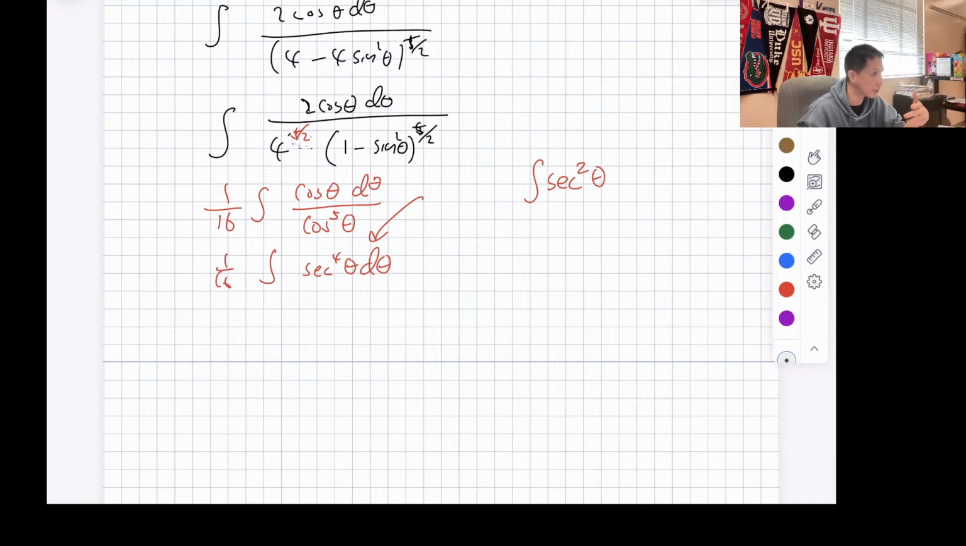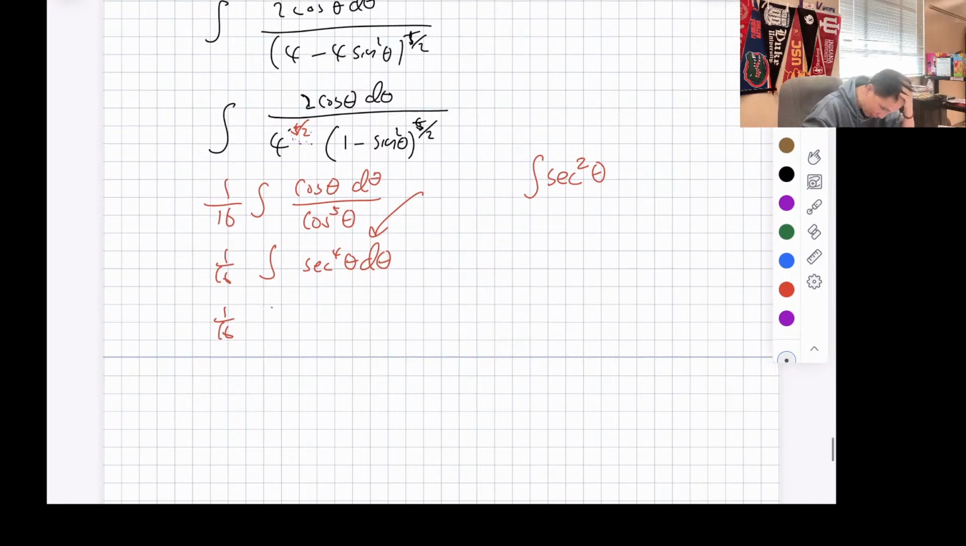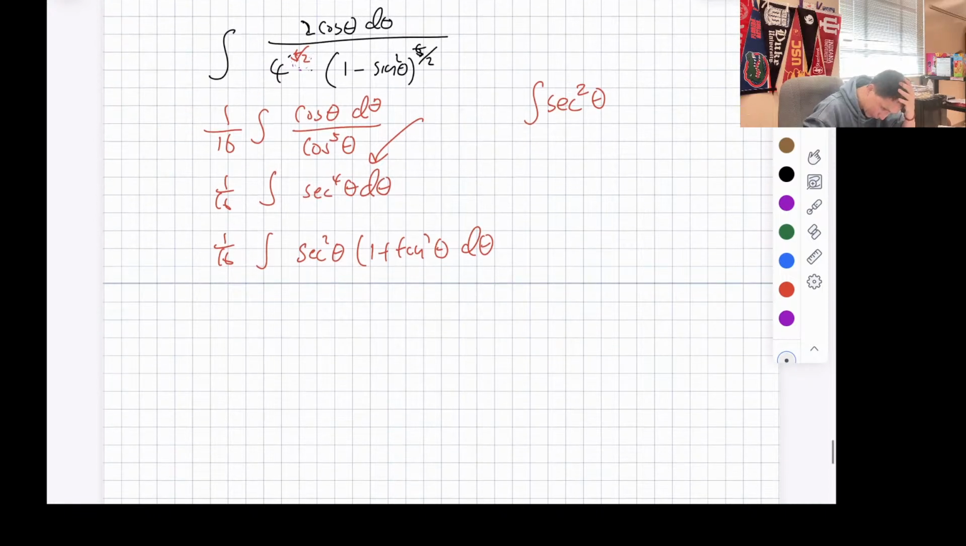How do I integrate secant to the 4th? DI? I don't think you need DI, because DI is not a trig integral. Trig integral is strictly trig using trig identities. Which trig identity can I use? Secant squared theta is equal to what? 1 plus tangent squared theta. Do you see it?